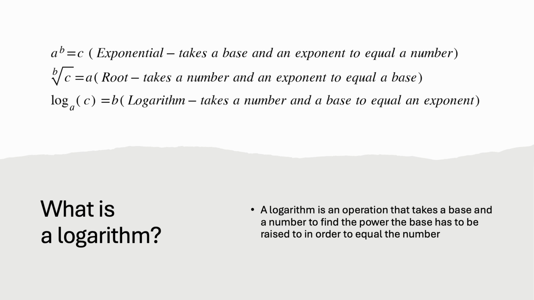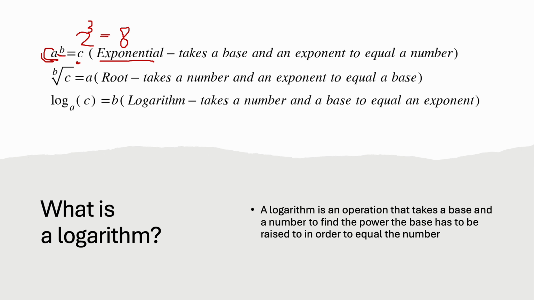But a logarithm is basically going to complete the cycle of exponential functions. So what do I mean by that? Well, if we have a to the b equals c, this is an exponential, right? It takes a base a and a power b, and it uses that to equal something c. So for example, 2 cubed equals 8, right?